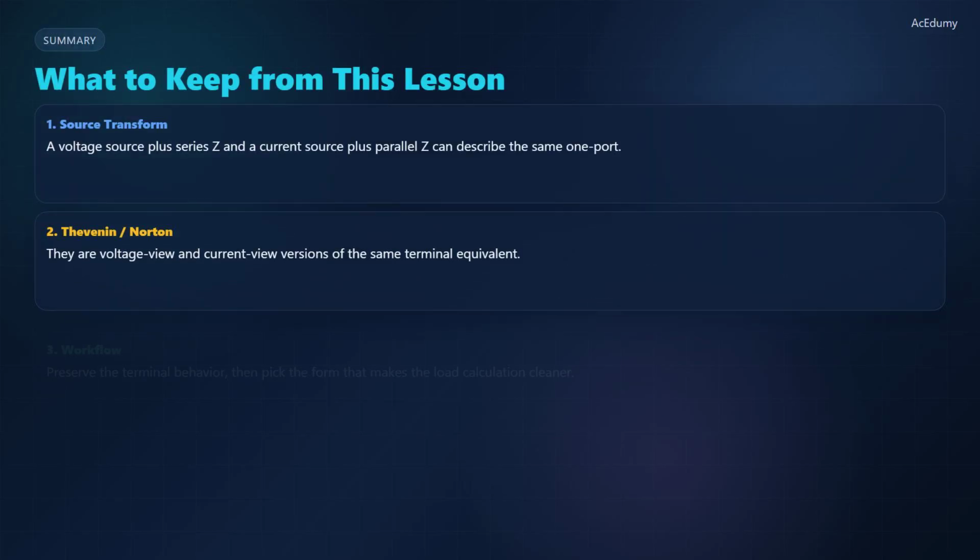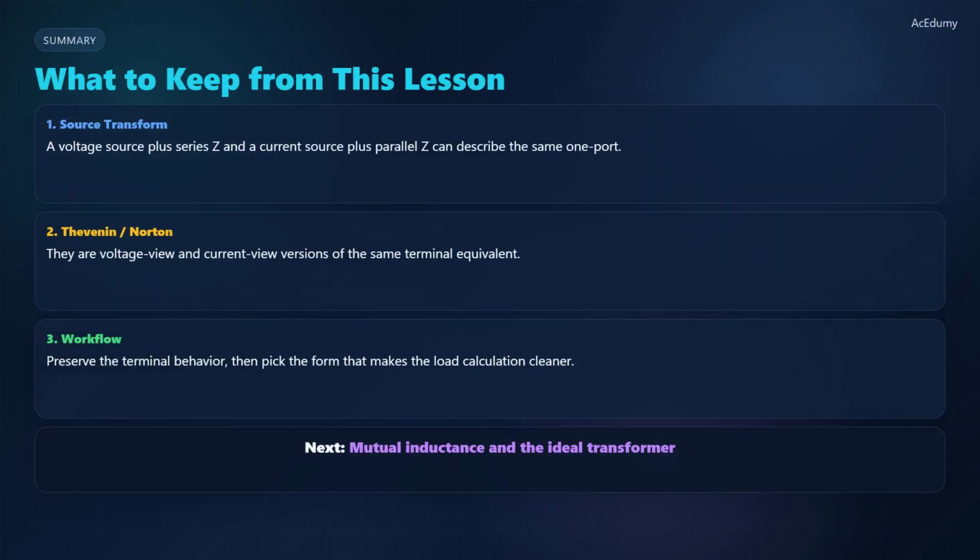Source transforms, Thevenin, and Norton are not separate tricks. They are three ways of describing the same AC one-port. Once the terminal behavior is preserved, the load sees no difference. In the next lesson, we move to mutual inductance and the ideal transformer.